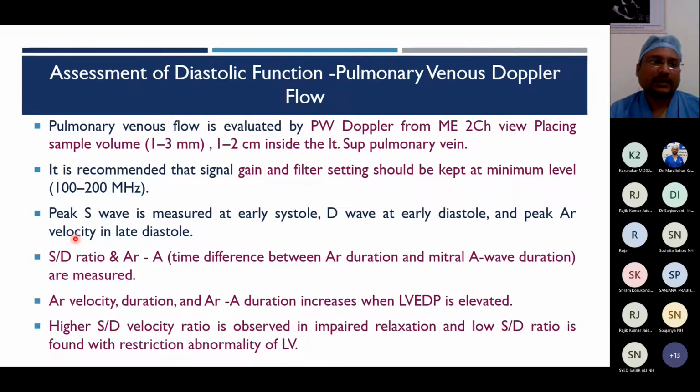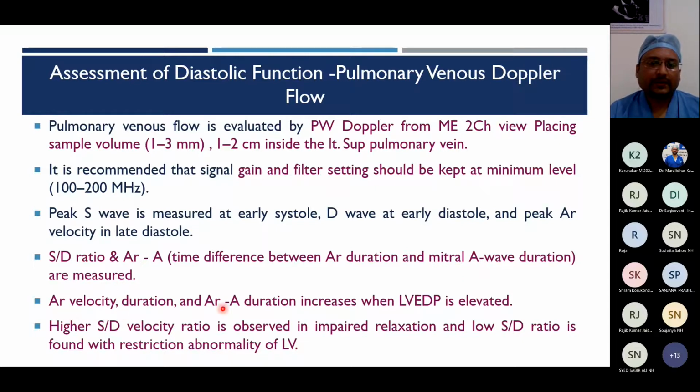to 200 megahertz. Peak S wave is measured at early systole, D wave is early diastole, and peak AR, that is a reversal of A, is in the late diastole. So S by D ratio and AR, that is A reversal duration minus A duration, the time difference between the A reversal duration and the mitral A wave duration, is measured for the diastolic dysfunction.